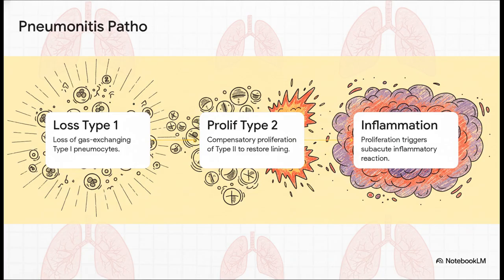Let's break down the cellular mechanics here. The initial radiation hit essentially knocks out your gas-exchanging type 1 pneumocytes. This loss triggers a massive compensatory proliferation of type 2 pneumocytes, which are desperately trying to restore the alveolar lining and pump out surfactant. But here's the catch. This very proliferation ends up culminating in a severe subacute inflammatory response. And that is exactly what we recognize clinically as pneumonitis.